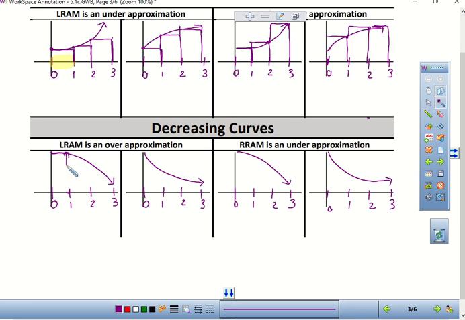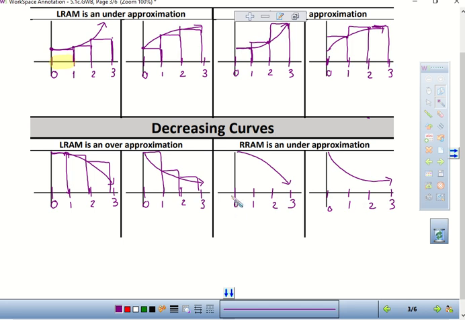Okay, and from 1 to 2, what's determining the height? 1, because it's LRAM. And then from 2 to 3, 2 is determining the height. So do you see how LRAM is an over approximation when the function is decreasing? And then same idea for this one. Same scenario, they're over approximations.